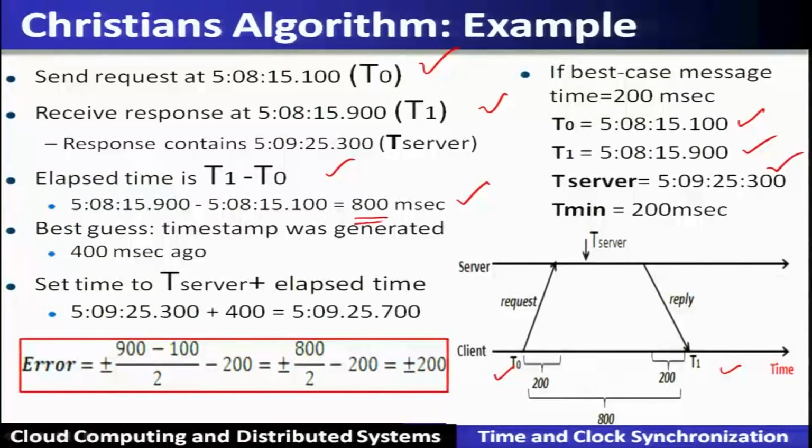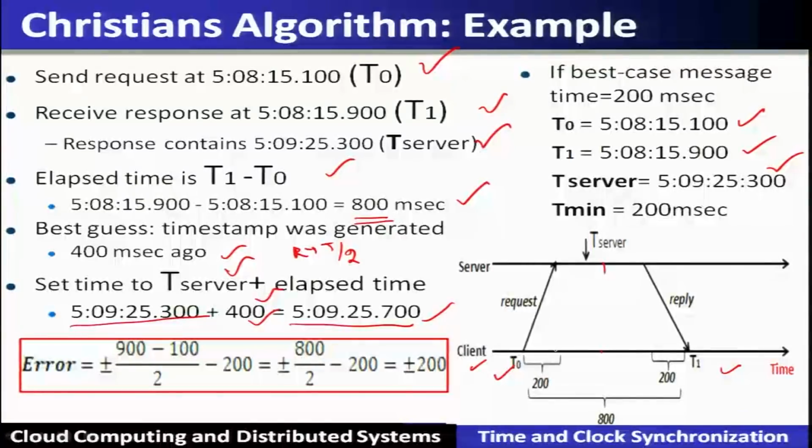So, if you guess as per Cristian's time, that means RTT divided by 2, the guess says that around 400 milliseconds ago the message was originated by the T server. So, the time which will be set by the client will be the time sent by the T server plus this average elapsed time, that is 400. So, the server time is 50925:300, the T server, plus this offset value is added, comes out to be this much time. So, the client will set the clock value as this one.